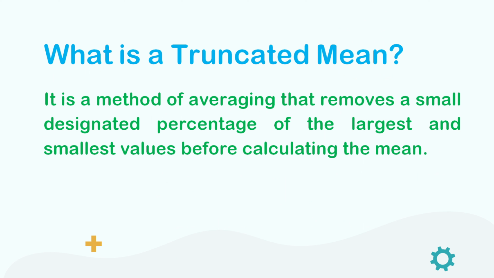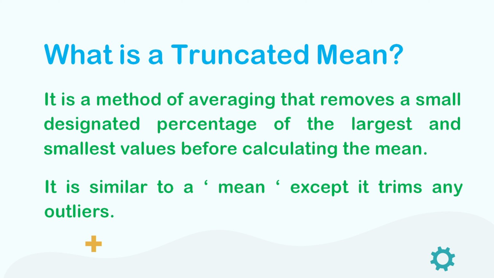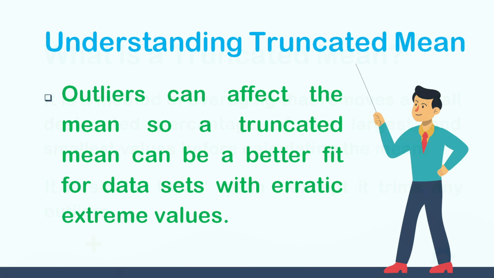What is a truncated mean? It's a method of averaging that removes a small designated percentage of the largest and smallest values before calculating the mean. It is just similar to the mean except it trims any outliers. Why trim the outliers? What are the outliers? These outliers can affect the mean. So a truncated mean can be a better fit for data sets with erratic extreme values.